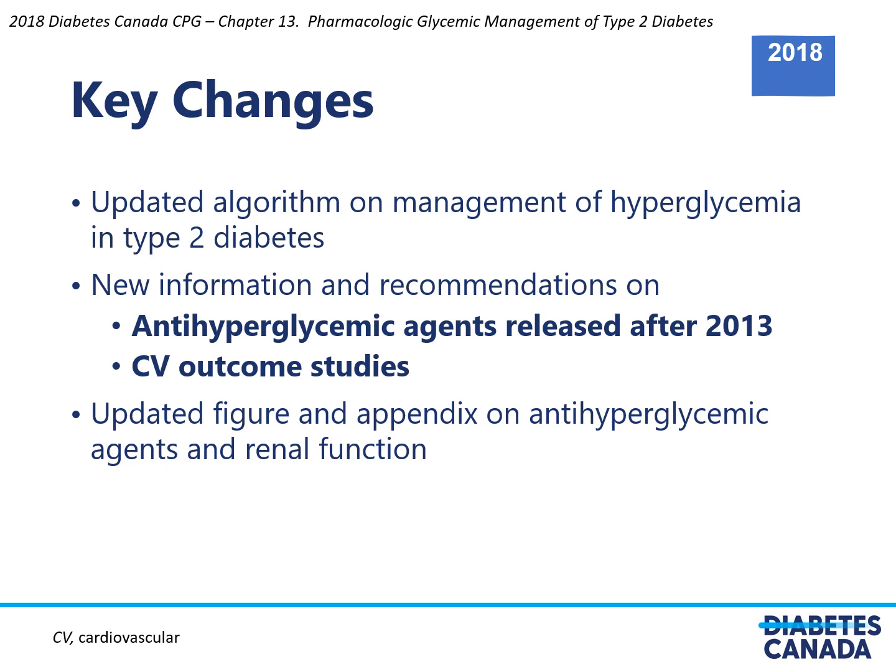Key changes in the 2018 chapter include an updated algorithm on the management of hyperglycemia in type 2 diabetes, new information and recommendations on anti-hyperglycemic agents released after 2013, CV outcome studies, as well as an updated figure and appendix on anti-hyperglycemic agents and renal function.